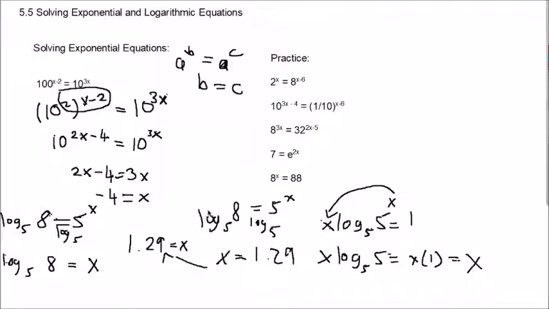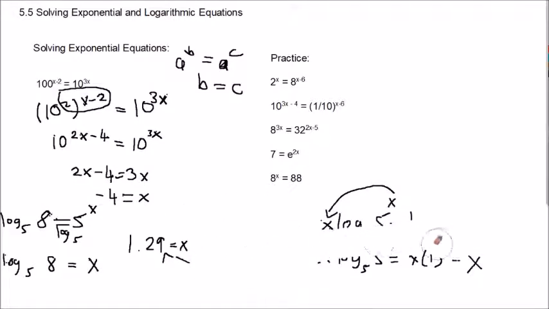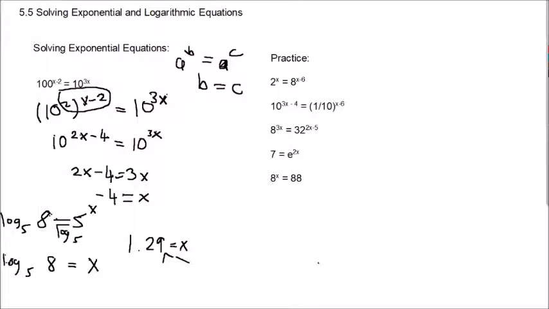So we're going to work through some practice problems. First of all, 2 to the x equals 8 to the x minus 6. So let's work it out. 2 to the x equals 8 to the x minus 6. Now 8 can be represented as a power of 2, so 2 to the third power, to the x minus 6. And we can put x equals 3 times x minus 6, which is 3x minus 18, right?